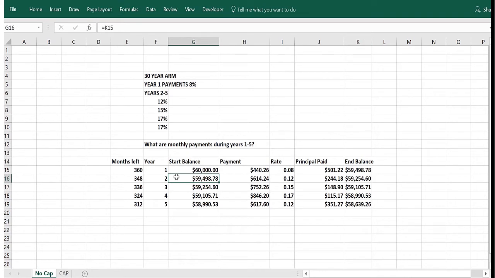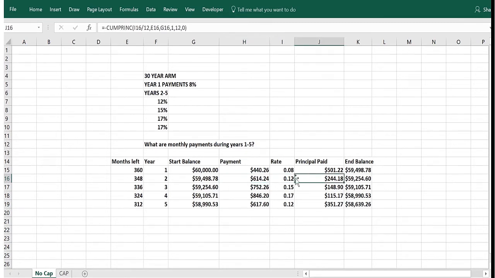Then in year two, we have a starting balance here. Okay, now what will be the payment the second year? Well, we've got this new rate of 12%, and we've got this starting balance, but there's only 348 months left. That's the key. So we'll take 12% divided by 12 as the rate. We've got 348 months left, and we've got a balance of 59,498.78. The minus sign makes the payment positive.